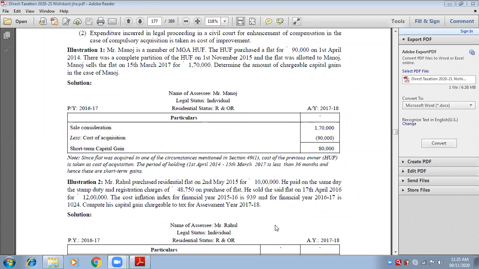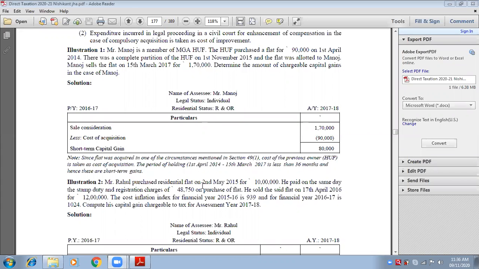Write down the next: less cost of acquisition. You should show this in the working, solving this particular thing step by step. Okay, less cost of acquisition. Now make a bracket below the cost of acquisition.